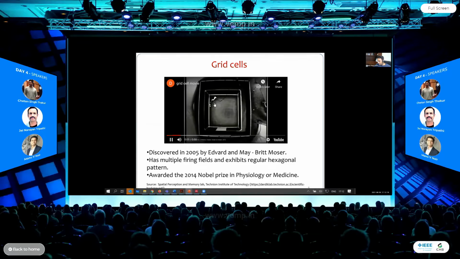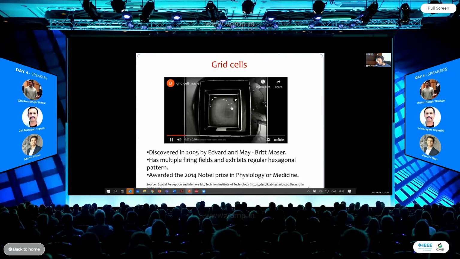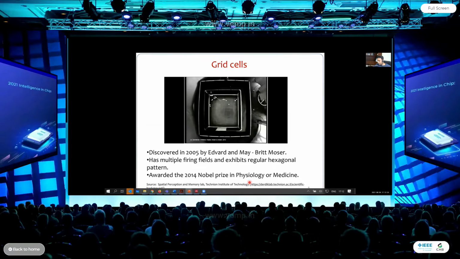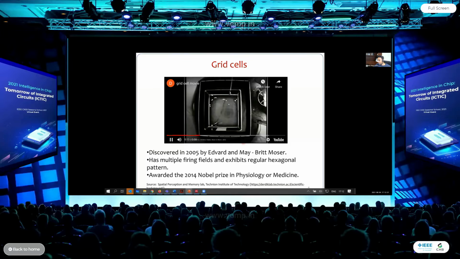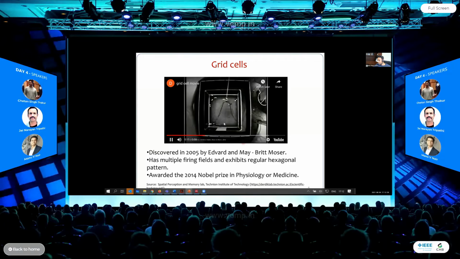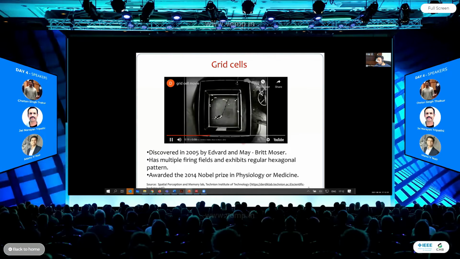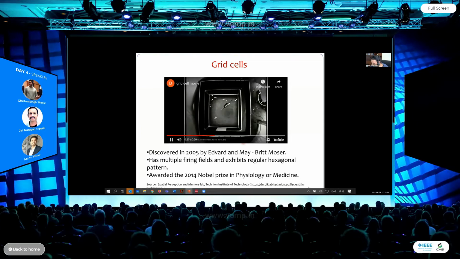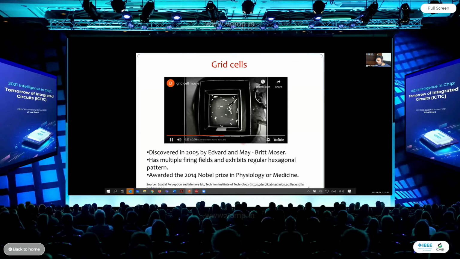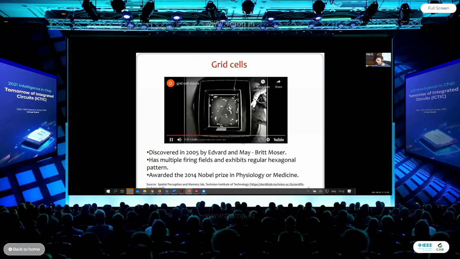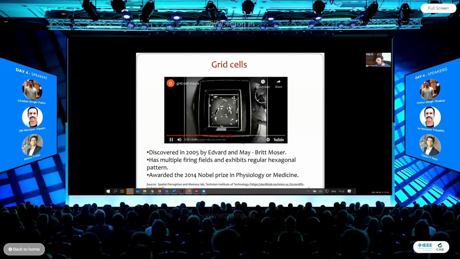So this is the recording at the top, again from the same group, and the source you can see here is available on YouTube. As the rat moves around, you will see that one particular neuron encodes several firing fields, or you can say it encodes the hexagonal pattern over there in the arena.